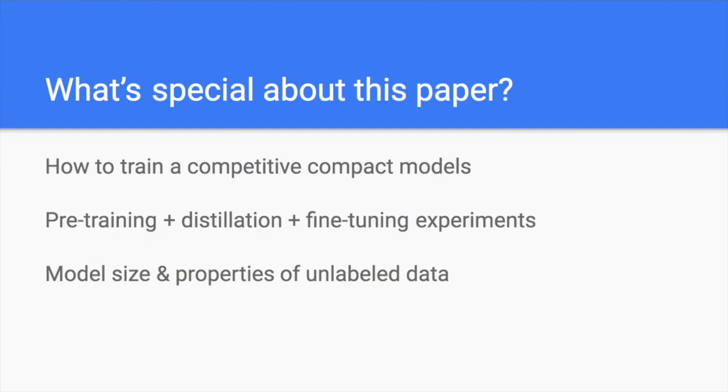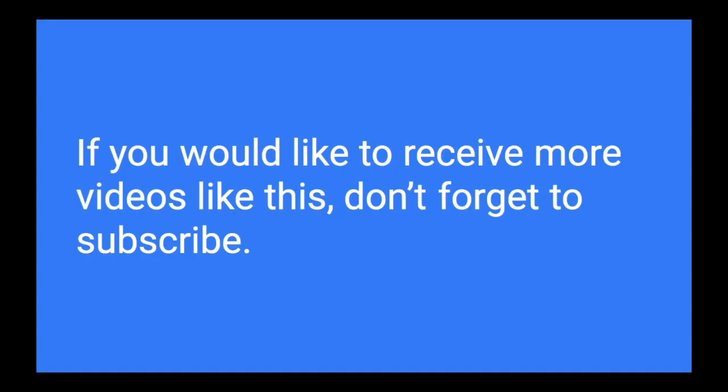Also, the most important thing is they find that the model size and the properties of the unlabeled data used for distillation or pre-training are very important for training a compact model, and this was really understudied in previous years. They train 24 models to do these experiments, so it's quite an expensive study.